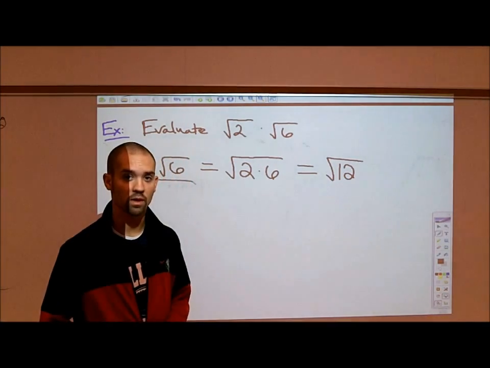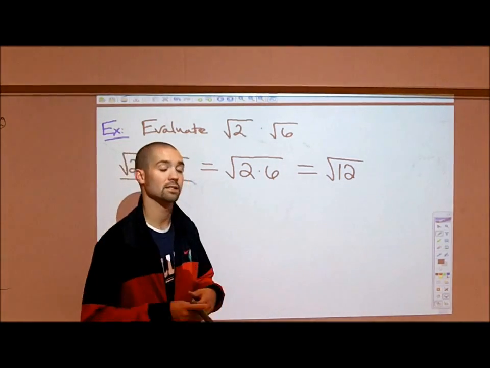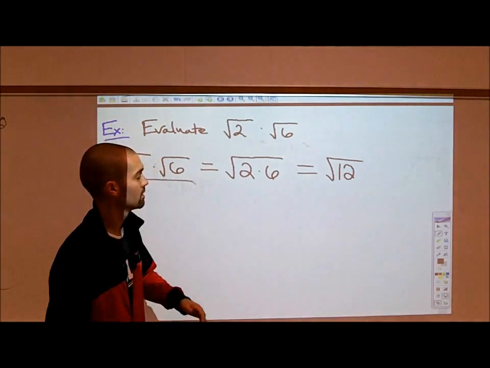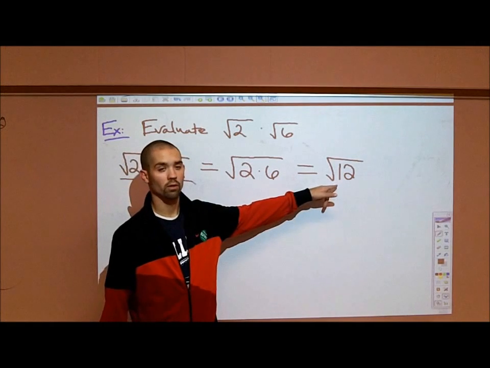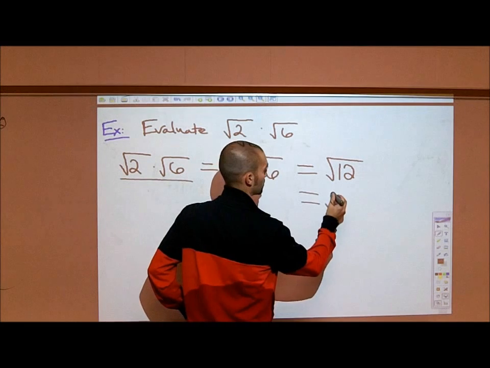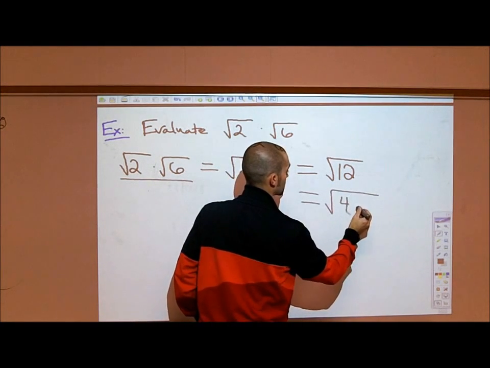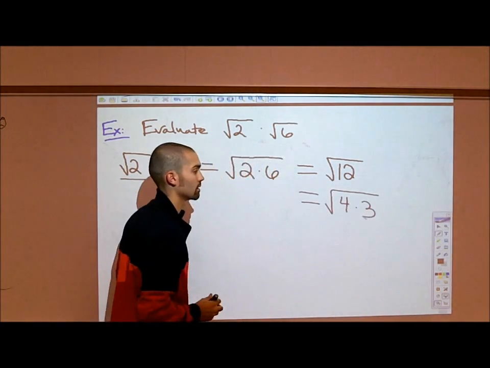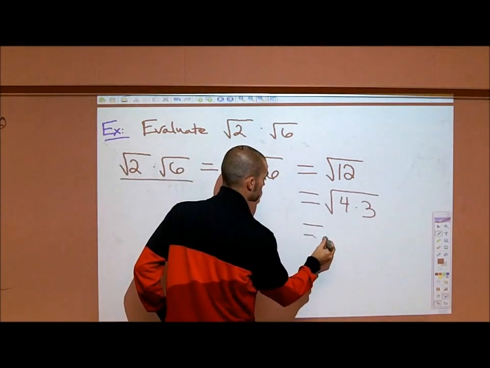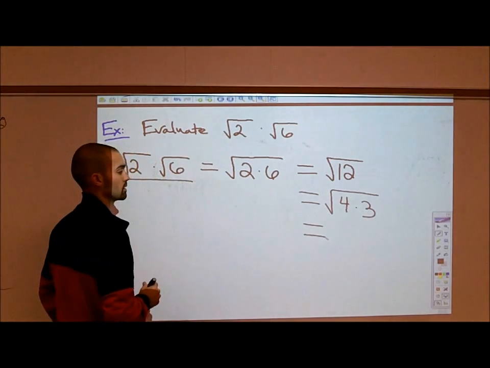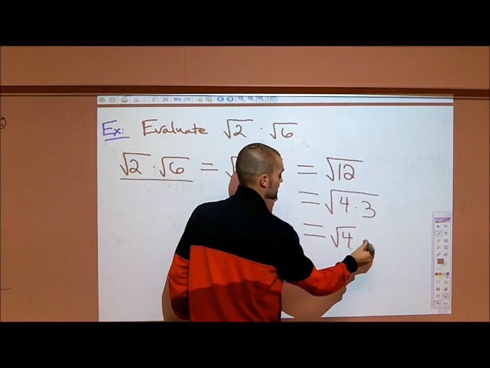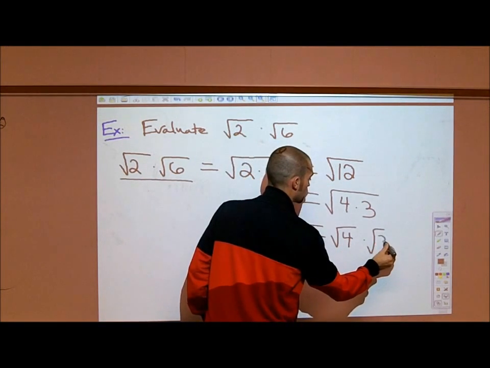Is 12 a perfect square? No, it's not. But is there a perfect square hiding in 12? You bet. 4 times 3 is 12. So we have the square root of 4 times 3. Again, we can break this down into 2 radicals. So that is the square root of 4 times the square root of 3.